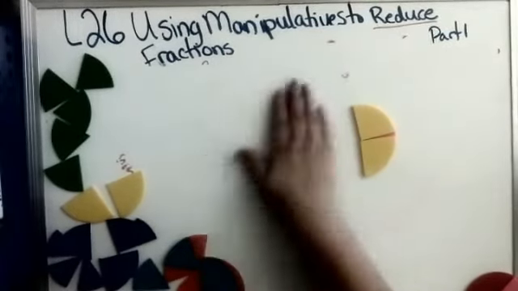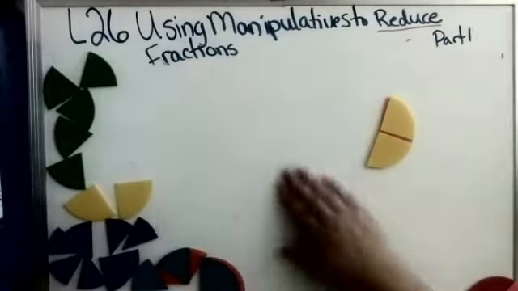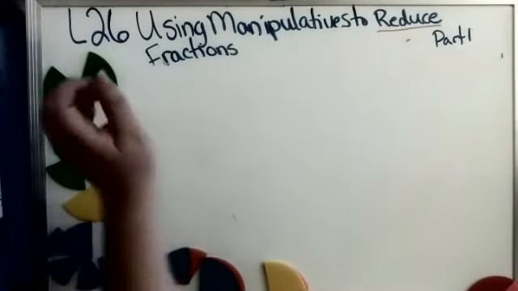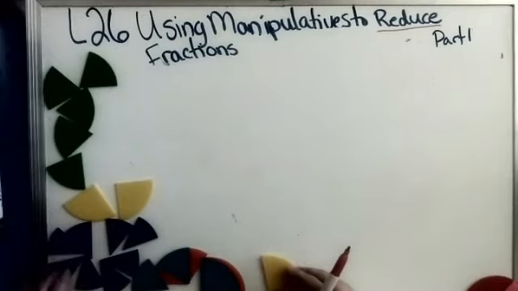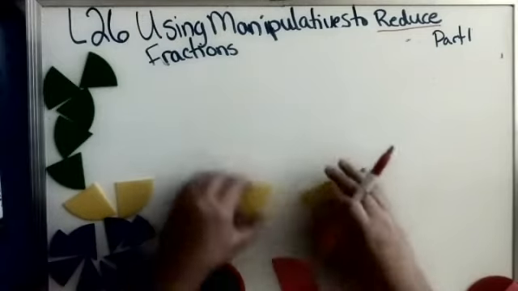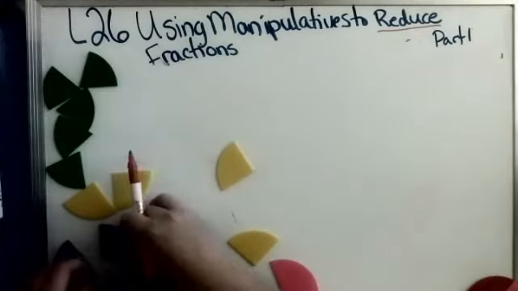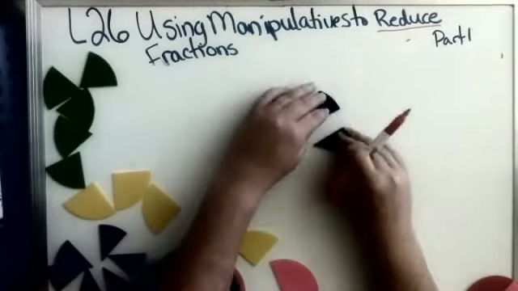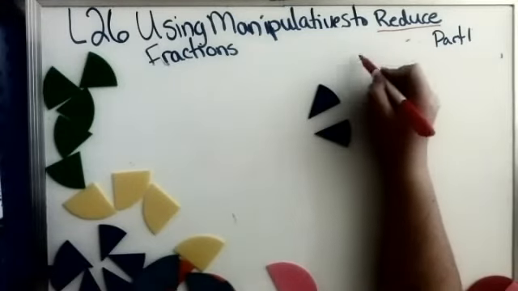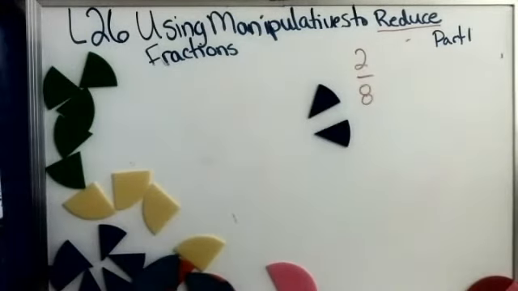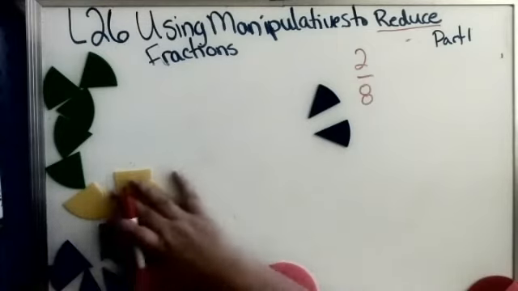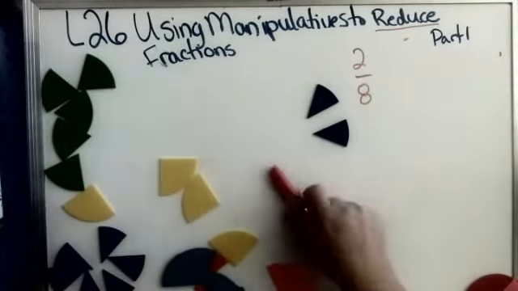Okay, we'll do one more. Looking at eighths, I have 2/8. So here is 2/8. And I want to take these to my lowest terms or reduce them as far as I can go. How I'm going to do that is I'm going to do one of two things. One, I can find the greatest common factor. Or two, I can use my manipulatives and see which one they fit into.